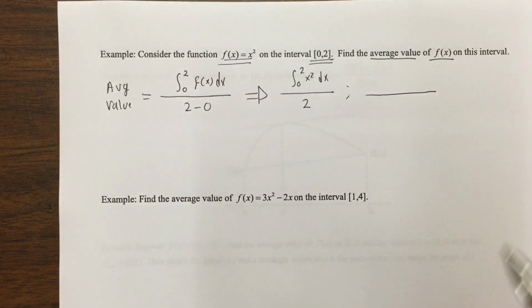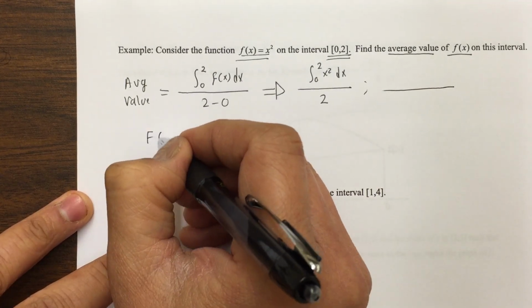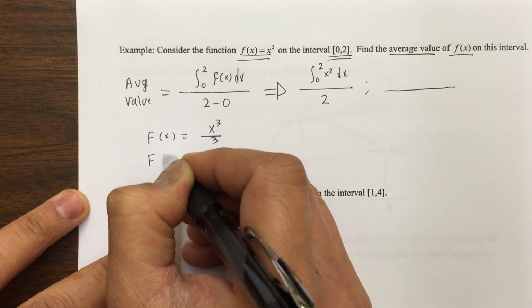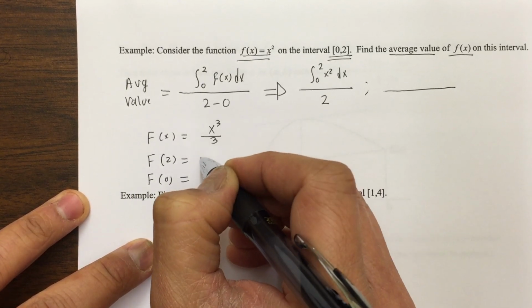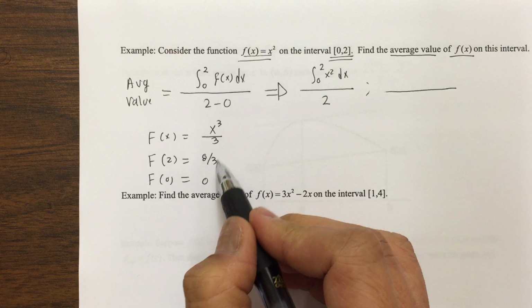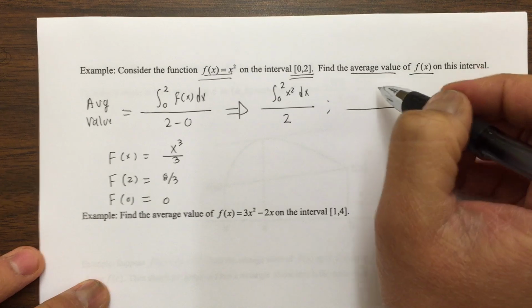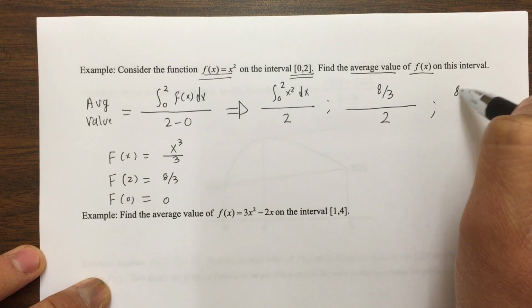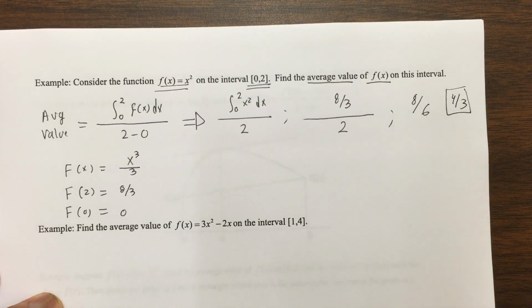Let's find this integral. To find that integral, we need to find the antiderivative, which is x cubed over 3. Then we evaluate that at 2 and at 0, and subtract them. When we evaluate that at 2, we get 8 over 3. When we evaluate that at 0, we get 0. So when we subtract these, we get 8 over 3, and then divide that by 2, and that becomes 8 over 6, which is reduced down to 4 over 3, and that would be the average value.